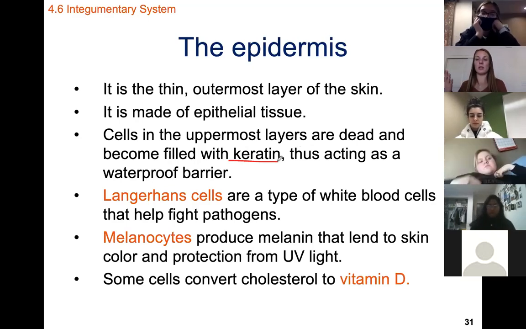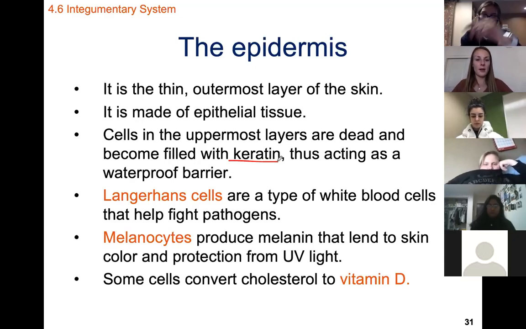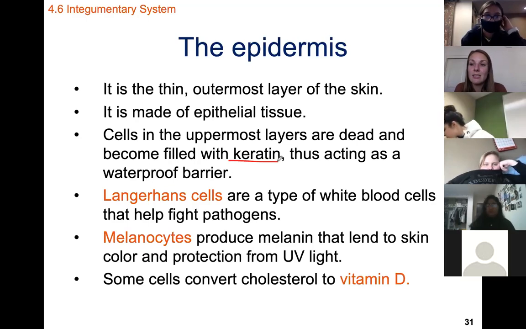It's also why if you take a shower or a bath, you don't just absorb all the water. We're thankful for that. The Langerhans cells are the type of white blood cells that help fight off pathogens. You can find those in the epidermis. Melanocytes produce the melanin that can lend to skin color and protection from UV light.